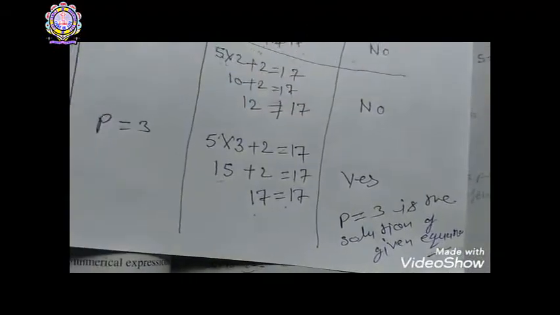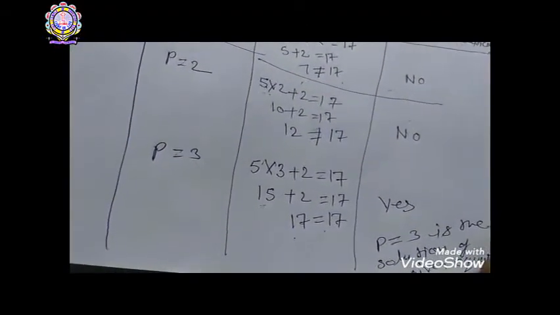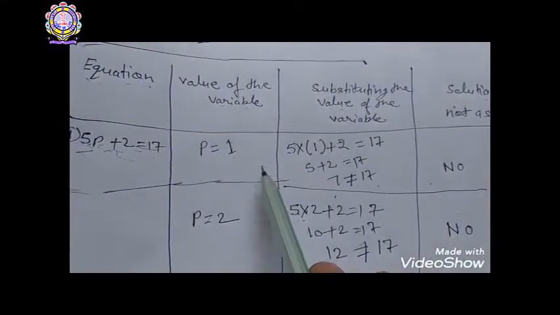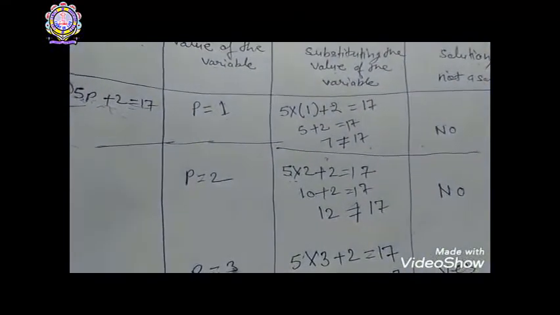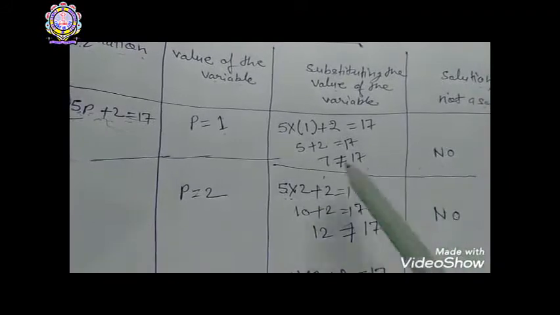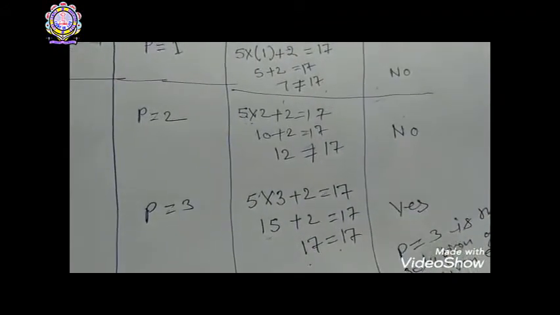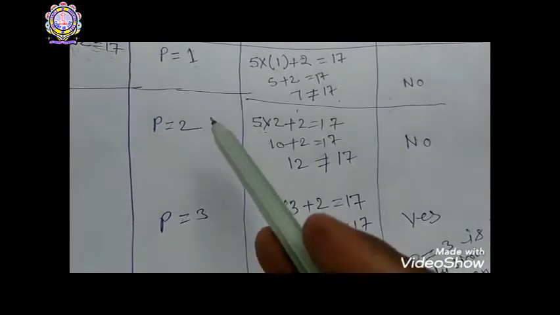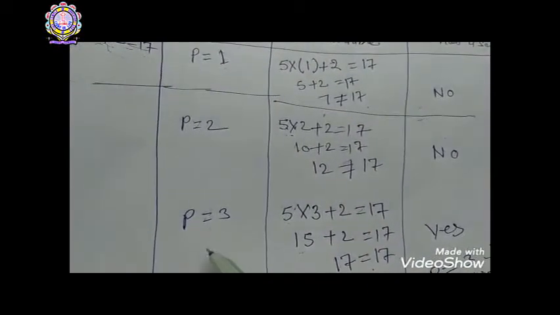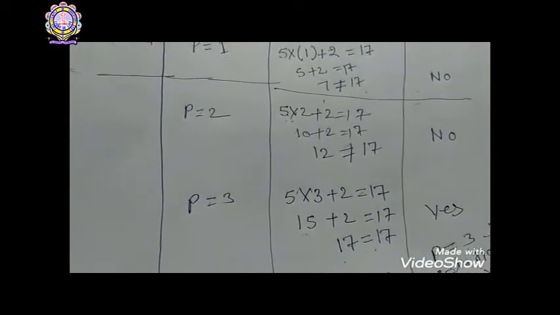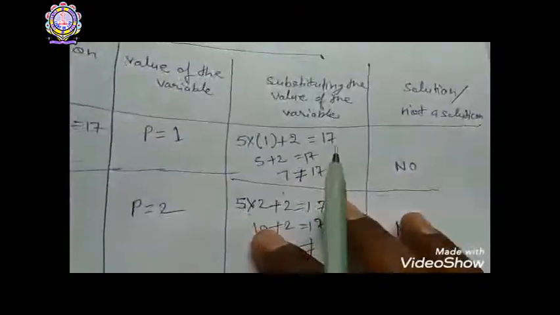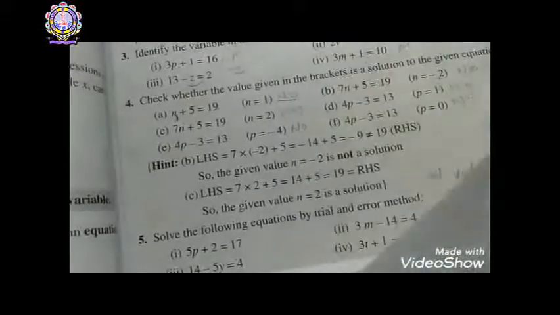So this is the trial and error method. Here you get trial p equal to 1, p equal to 2, p equal to 3, and you get the answer, error, no answer, no answer. At last you get the answer. So you just suppose a value of the variable and start the solution. When you get LHS equal to RHS, you get the solution of the equation.